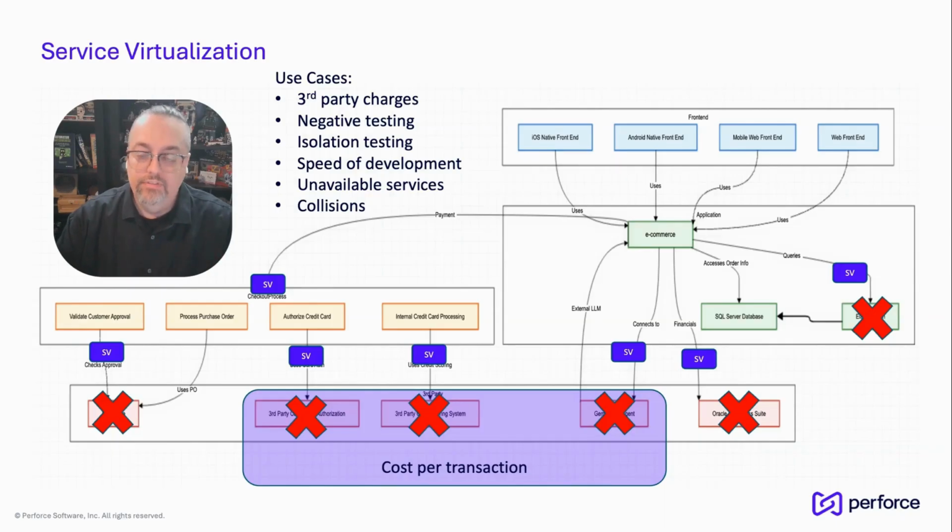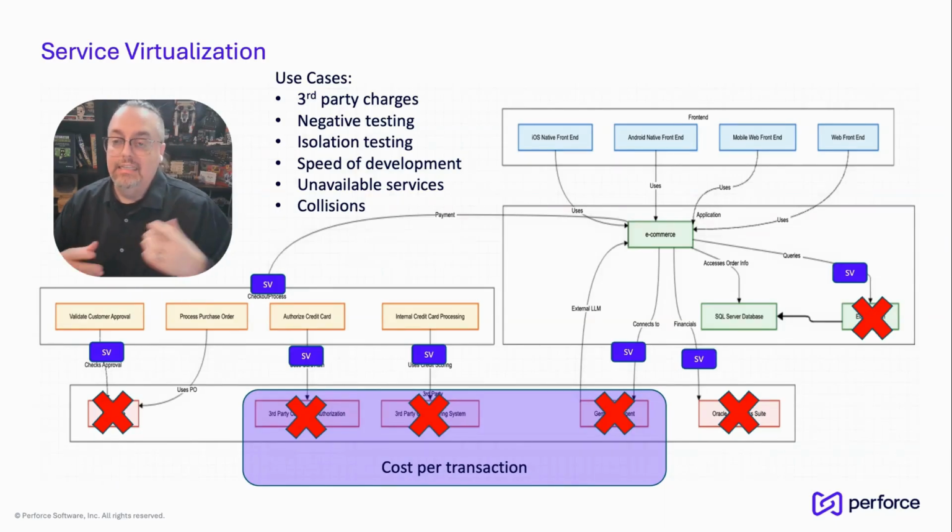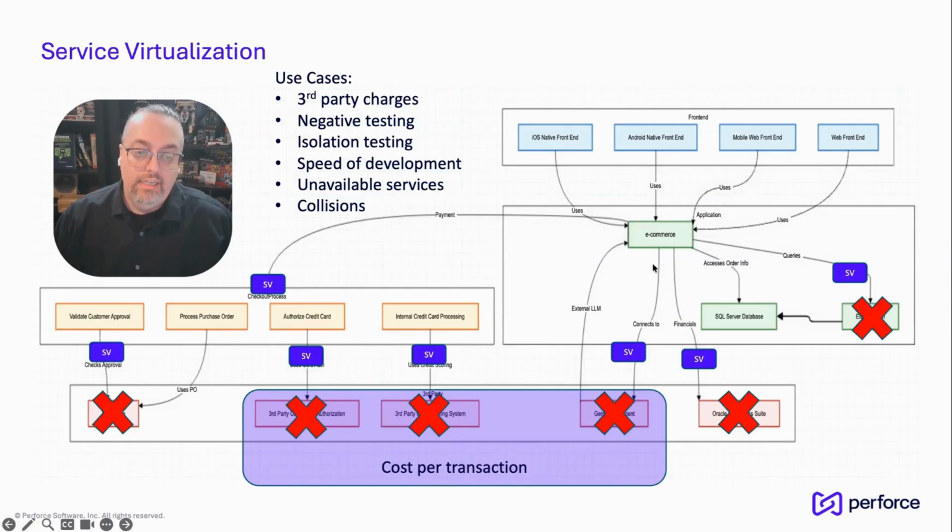And the unavailable services, and it can also help with collisions. You have 2 developers working on the same area, right? Maybe you have 2 developers that are working inside of here, and they're both interfacing with that LLM agent. Well, I can isolate them and avoid that collision.